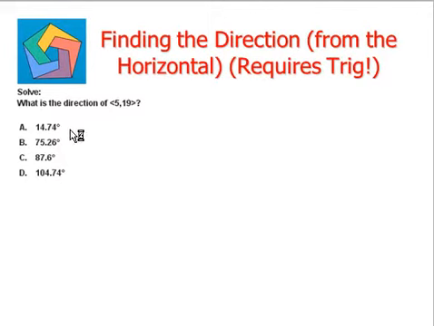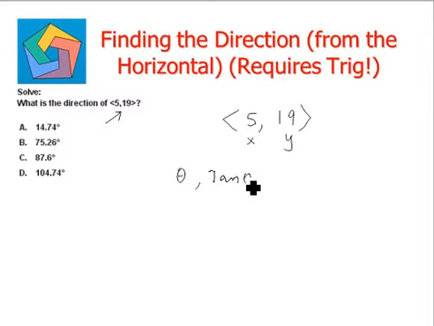Solve: what is the direction of the given vector (5, 19)? So this is the vector that is given to us. This is the x component while this is the y component. Theta is the angle. So to find out the direction, we take the tangent of theta. Tangent of theta is nothing but y over x. Therefore, to find out the direction, we have to find out theta.